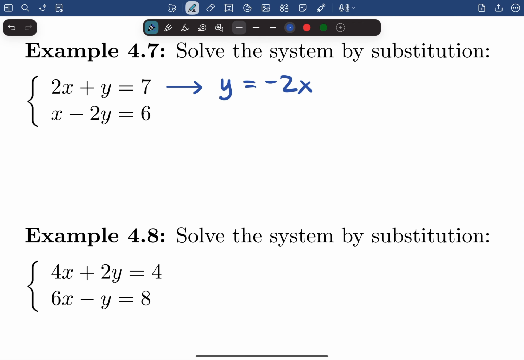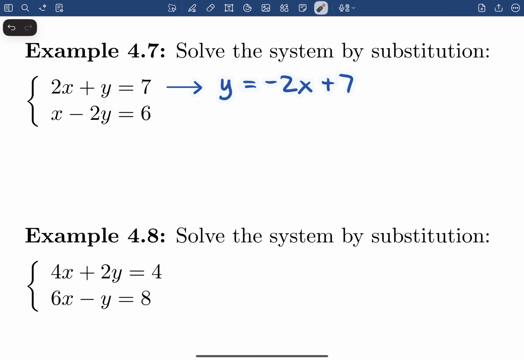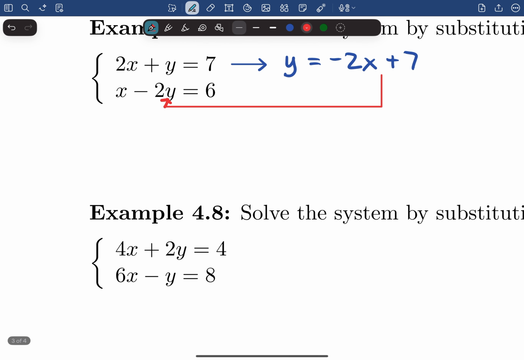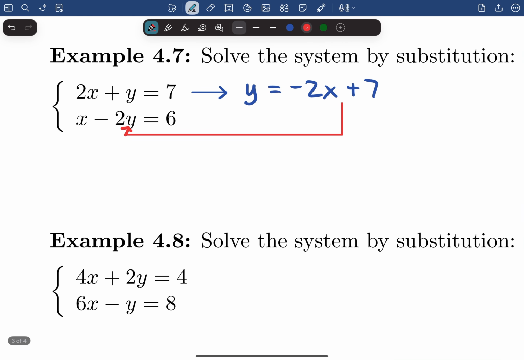That's nice and easy, right? So y equals negative 2x plus 7. Okay. Well, at this point, I know what y is. Y is this stuff. And so when I see y in the second equation, I can plug the stuff y is in for y. So this is called substitution. Okay, so I'm going to take this negative 2x plus 7 stuff, and I'm going to actually plug it in right there for y. So we rewrite this equation.